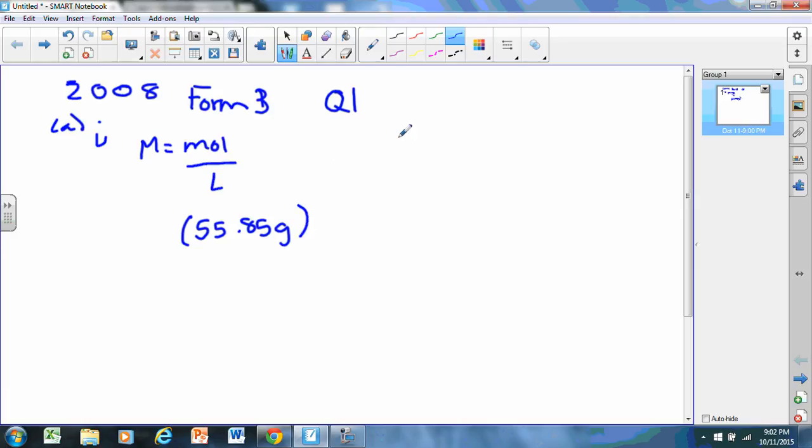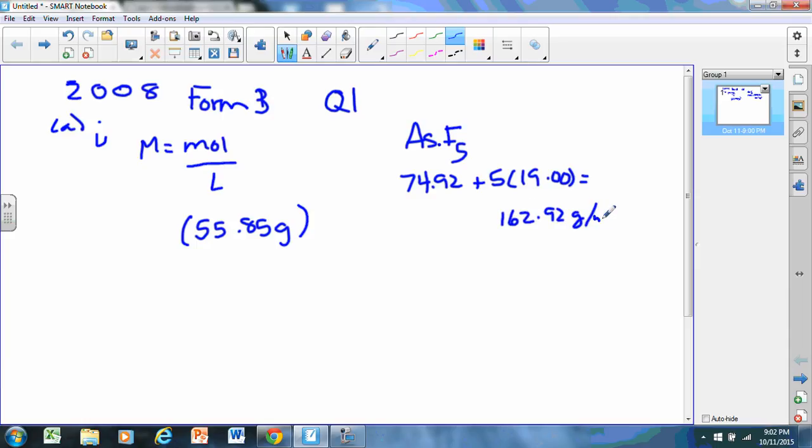So if you add 1 arsenic and 5 fluorine, what is arsenic? Arsenic is 74.92 plus 5 times 19. And if you do that, you get the molar mass, which is, what did I get when I did that? 169.92 grams per mole. And again, when in doubt, go to the mole. So 169.92 grams in a mole.